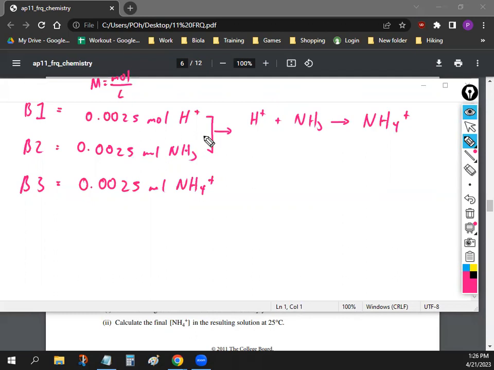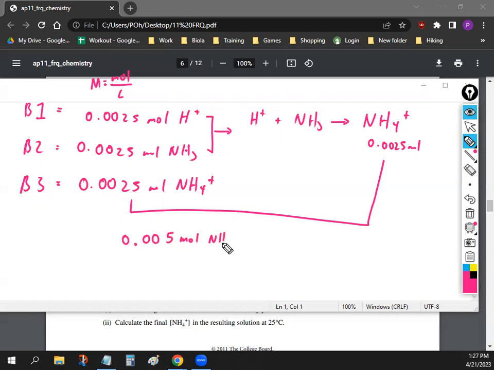And so if you react 0.0025 moles of this and the same number of this, how many moles of NH4 plus did you just make? Yeah, 0.0025 moles from the reaction. However, beaker 3 contained 0.0025. So the total amount of NH4 plus that's in there now is 0.005 moles of NH4 plus. So you could have done it this way. You could have set it up with an ICE table. Either way works. But the point is to identify this.